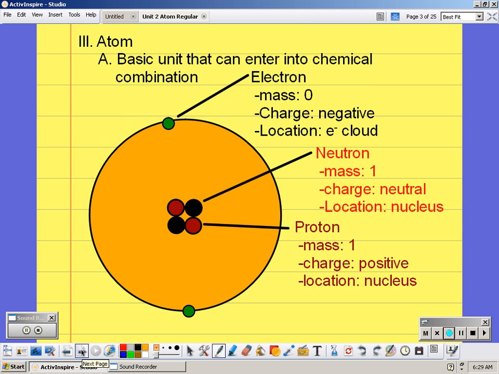The atom is the basic unit that can enter into a chemical combination. It's made up of 3 particles: the electron, which has a mass of 0 and a negative charge, and is located in the electron cloud. The neutron, which has a mass of 1, is neutral and in the nucleus. The proton has a mass of 1, is positive, and is also found in the nucleus. So both particles that have mass are found in the nucleus. So the nucleus is the place in the atom that has mass.